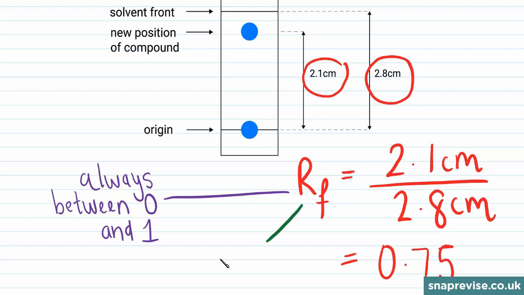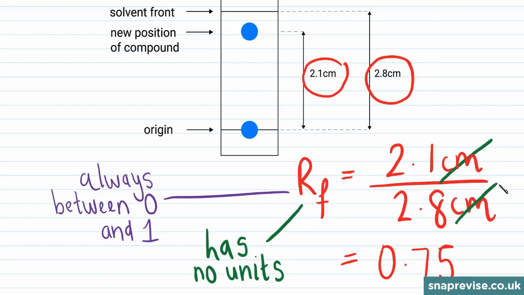Secondly, the RF value has no units. This is because the distances travelled should be in the same units, which will then cancel out in the division. In this example, we can only see one spot, suggesting that this is a pure substance.